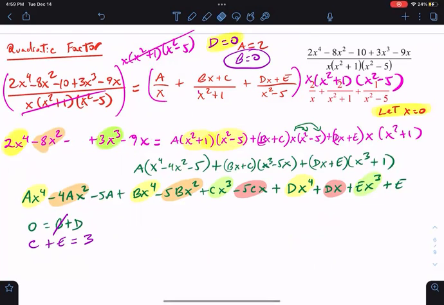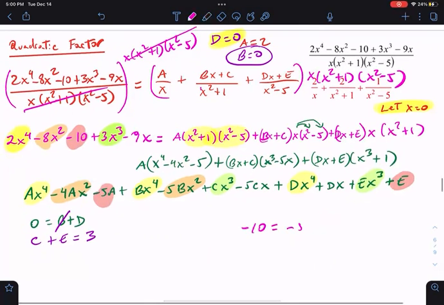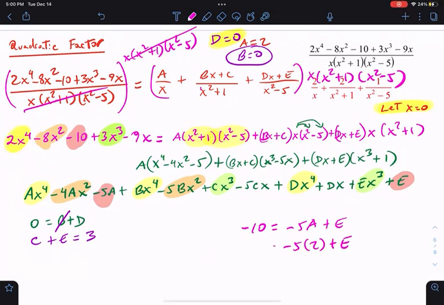For the constants, I have -10. Let me clear this up. For the constants, I have just one, right? And this one, 2 constants. So let's see what happens. -10 equals negative 5a plus e. So you know that a equals 2. So this is going to cancel out because this is going to be negative 10 and negative 10. So that's going to be 0. So e equals 0. So if e equals 0, then c equals 3.